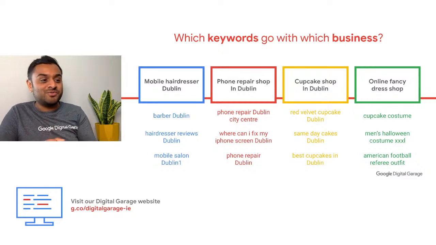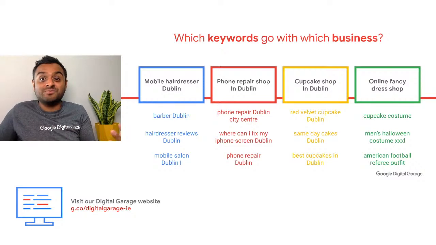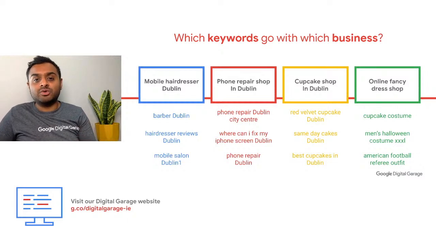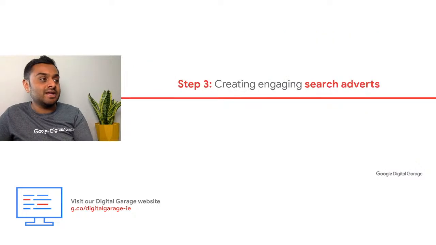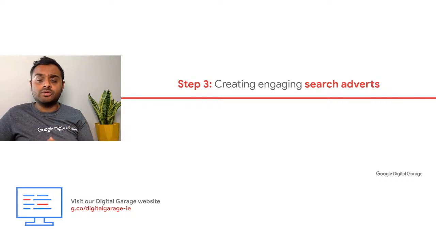Or an American football referee outfit, which maybe not as many online fancy dress shops sell or rent out, to be fair, as well. So that's a few things to consider when it comes to keywords. So that's step 2 done, understanding our keywords and really honing in, using that Google Ads keyword planner tool to our benefit and advantage as well.